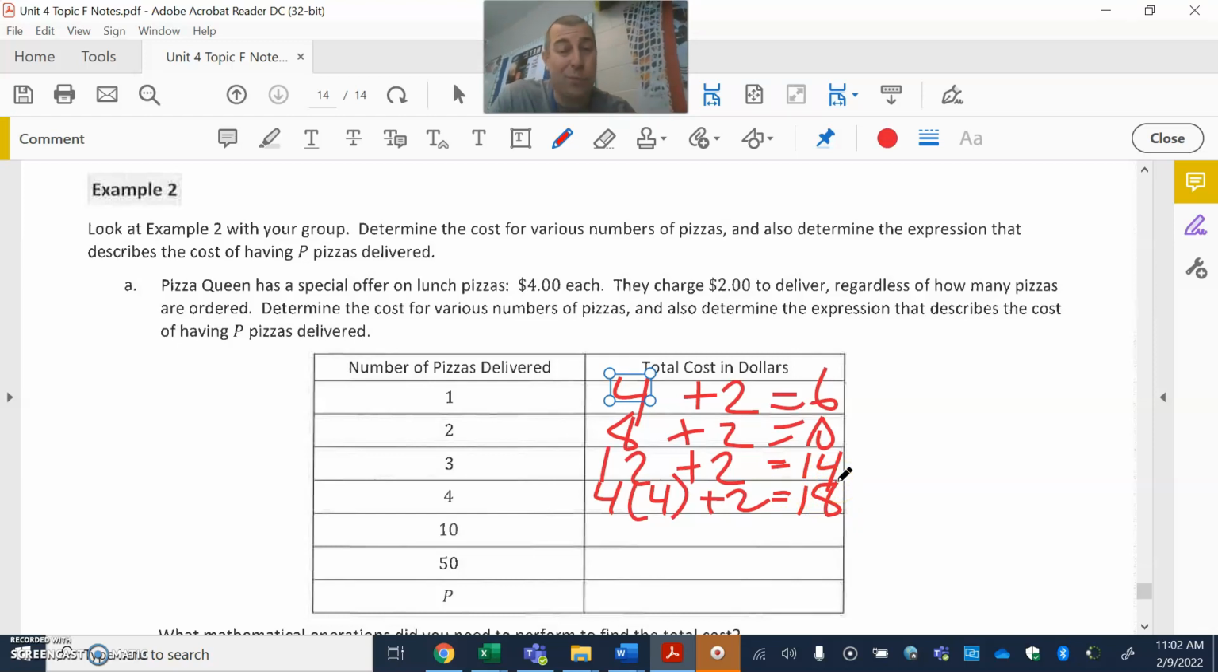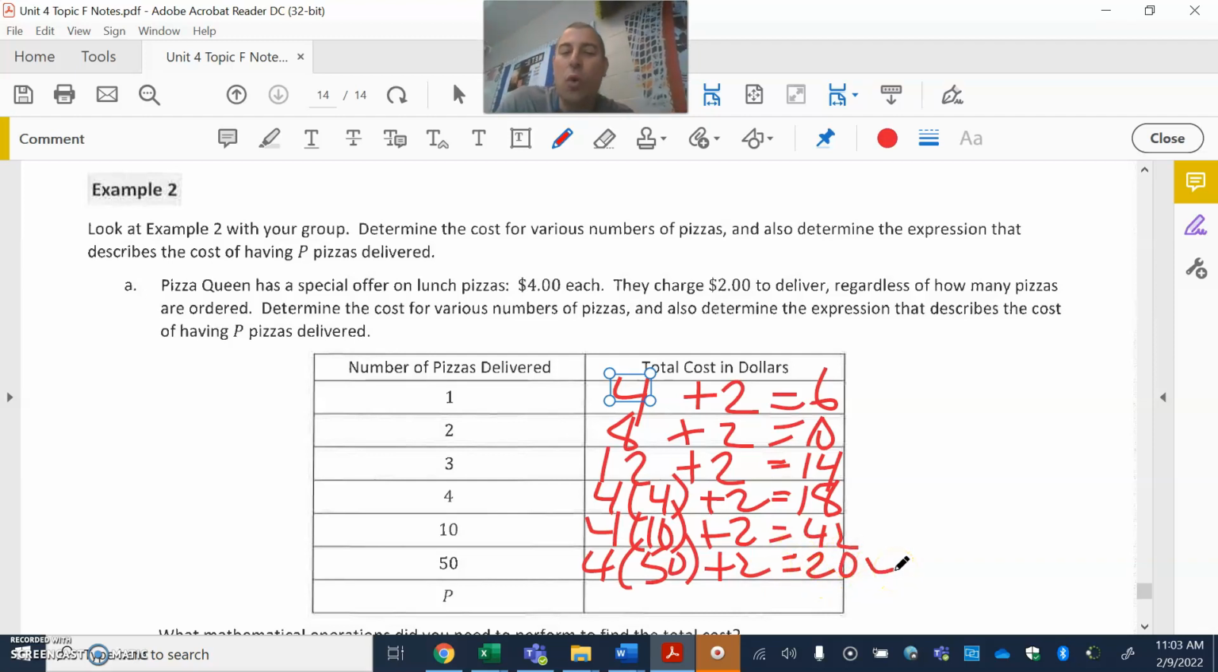All right, let's do 10. Again, we know they are $4 each, so $4 each times the 10 of them, we're at 40. Add the 2 on, now we're at 42. Let's go to 50. $4 each times the 50, and then we're adding on the 2. 4 times 50 is 200. 200 plus 2 is $202.